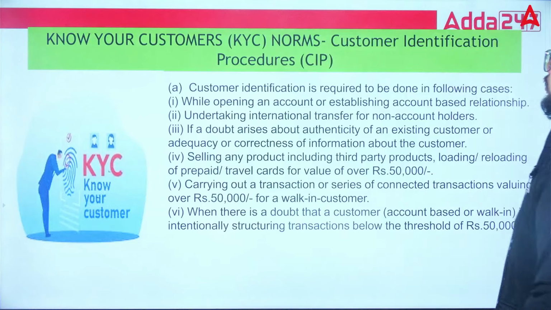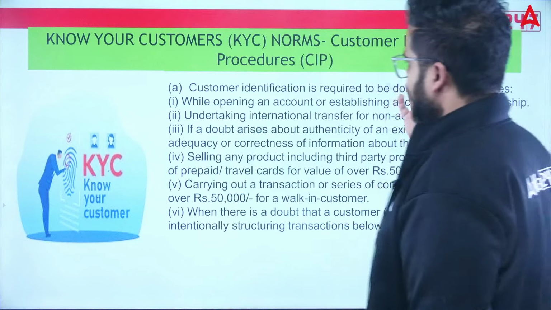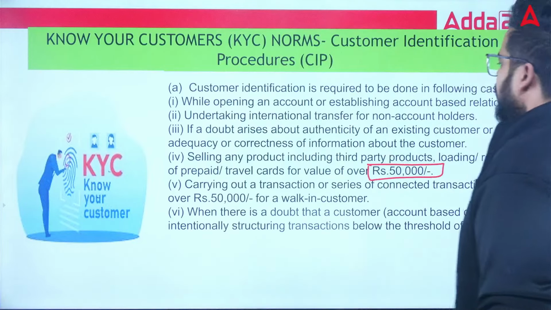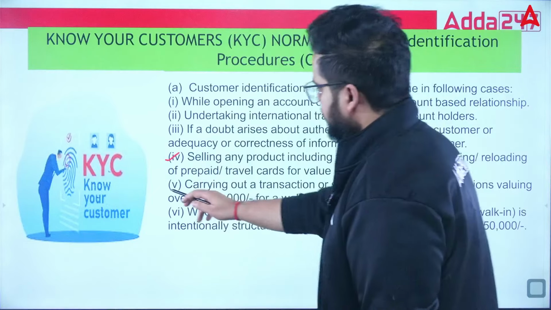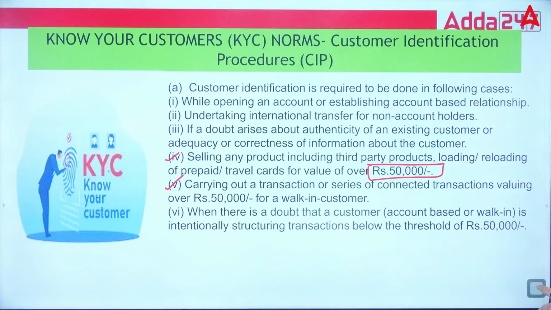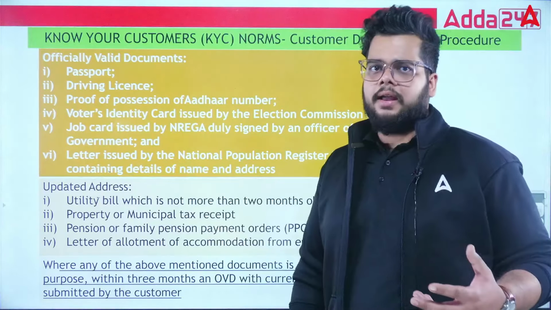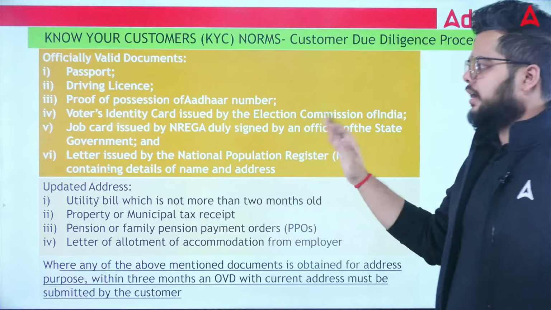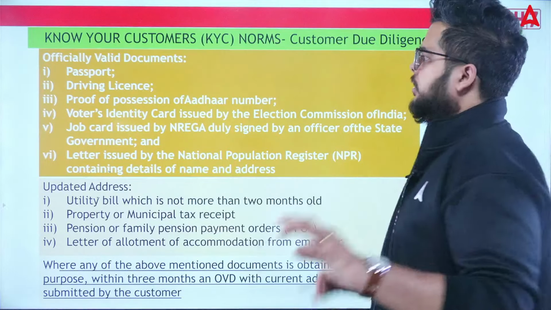Then we have CIP, customer identification procedures. The most important one when we talk about KYC CIP, it is the limit. So if we talk about the transactions beyond 50,000, whether it is for a third party or for that matter a customer is conducting certain transaction, the limit you should remember is 50,000. Then for your OVDs, which of the following is an OVD? So we have passport, driving license, proof of possession of Aadhaar card, voter ID, job card, letter issued by the NPR, which is not included. PAN is not an OVD.